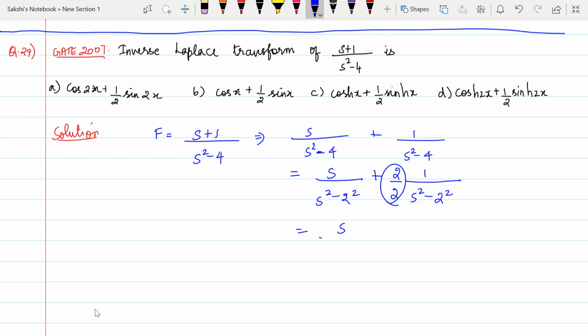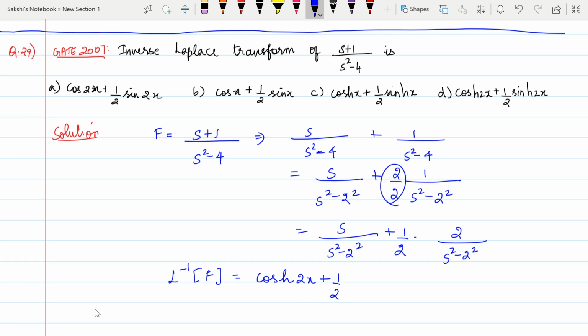So when I do that, I get s divided by (s square minus 2 square) plus 1 by 2 into 2 divided by (s square minus 2 square). So if you see, this is of the form cosh ax and this is of the form sinh ax. So the inverse Laplace transform of this function will be cosh 2x plus half into sinh 2x. So very simple, option D.